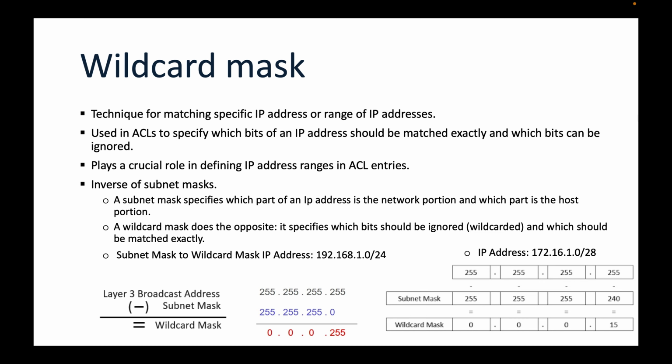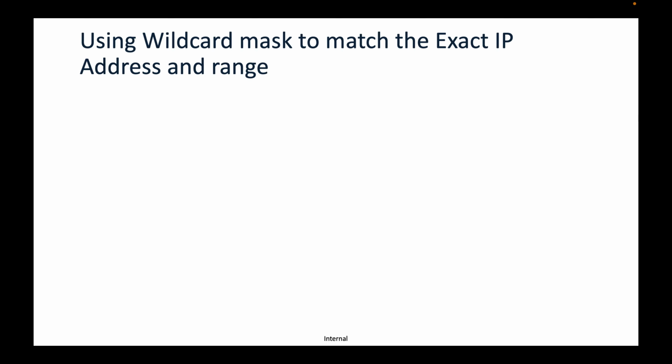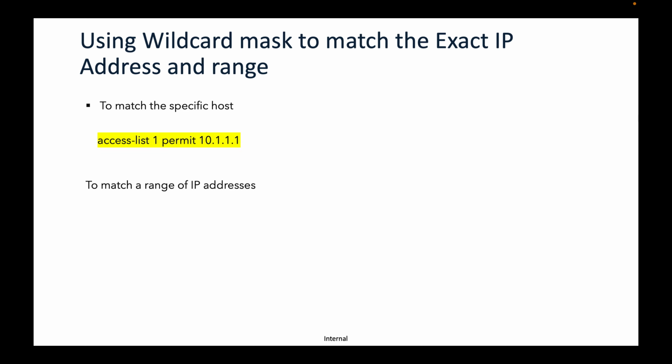So with that, let's move on to how to match an exact IP address and ranges using wildcard. To match a specific host, you can just write the entire IP address in a standard access list. You don't need to type anything else. Just type access-list 1 permit and then type in the address. That's for a host. In case you want to match a range of IP addresses, you can use a tool called wildcard. So this is where it is used. And here, if you see, I have a subnet of 10.1.1.0/24. So I'll use this wildcard mask.